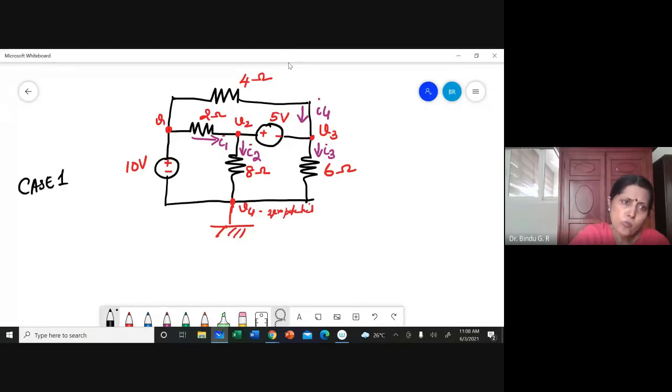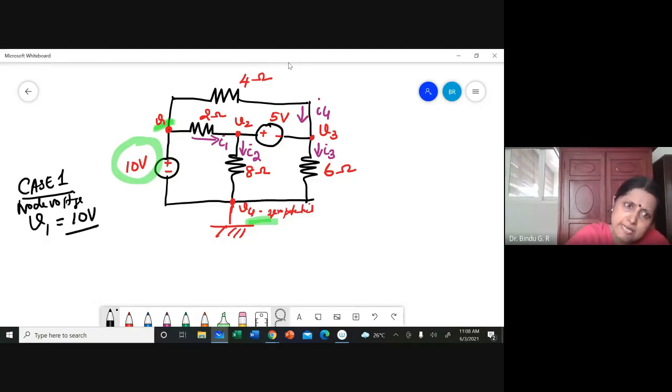Now, case 1. Consider this 10 volt voltage source. This voltage source is connected between V1 and the zero potential, which means what is V1 equal to? The node voltage V1 is equal to 10 volts itself, because the source is connected between a non-reference node and a reference node. This is the same node. So the node voltage V1 is the same as the source voltage, 10 volt.